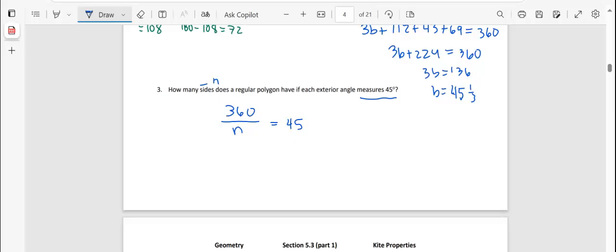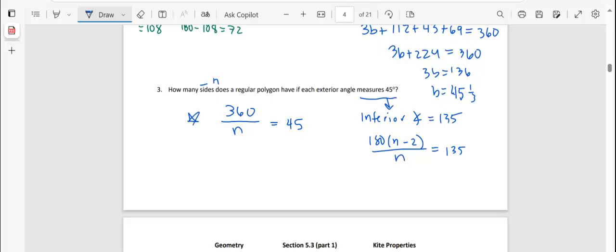There's a couple other things you could do as well. If each exterior angle measures 45, then each interior angle has to make a linear pair with that. And so that has to be 135. And so then you could use your polygon sum formula, 180 times (n minus 2), divided by n. That's giving you the interior angle. And that could be 135. So you could solve that. So whichever one feels better to you.